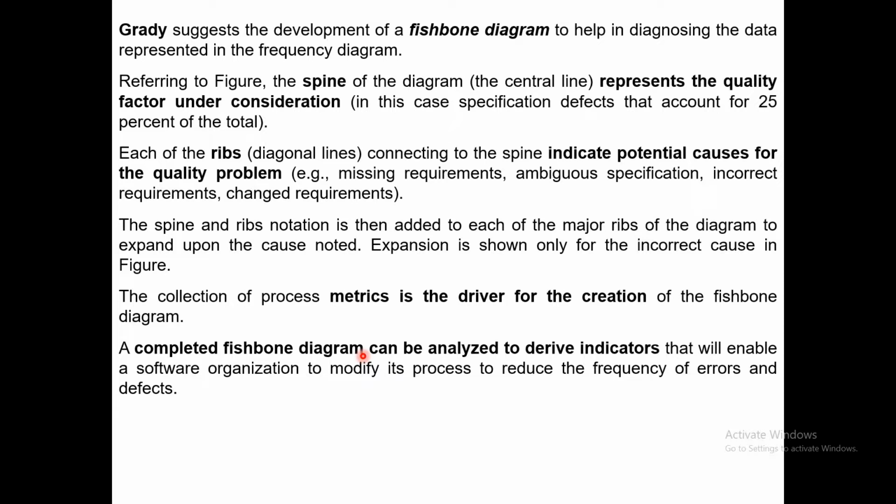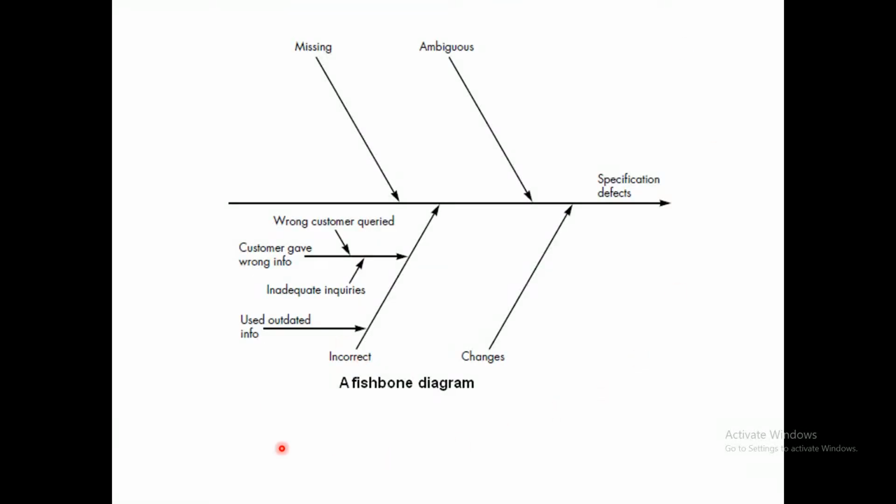Now the collection of process metrics is the driver for the creation of the fishbone diagram. A completed fishbone diagram can be analyzed to derive indicators that will enable a software organization to modify its process. So what is the use of this fishbone diagram? It helps you to derive indicators, to analyze your measures, and to derive process metrics. Now we know the meaning of measure, metric, and indicator. So the fishbone diagram acts as an indicator.